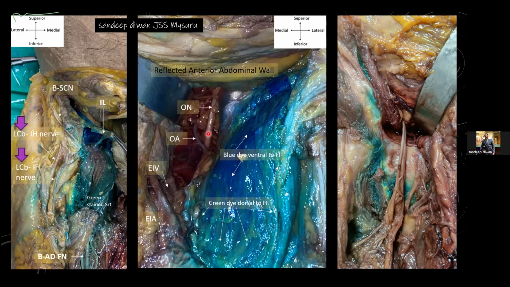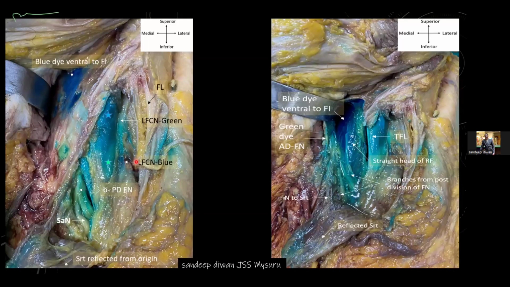The main obturator nerve was not stained. Here you can see the accessory obturator nerve. This is the anterior inferior iliac spine, the iliopubic eminence, and the green dye going down and staining the accessory obturator nerve from below. We also found the lateral femoral cutaneous nerve of thigh, which was stained, as well as the branches of the posterior division of the femoral nerve. And we also found, not shown here, that the anterior branch of the obturator nerve was also stained.